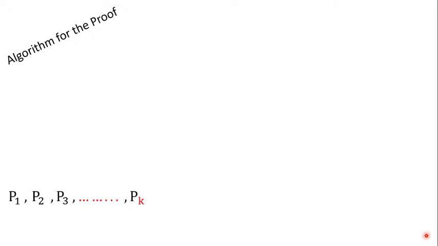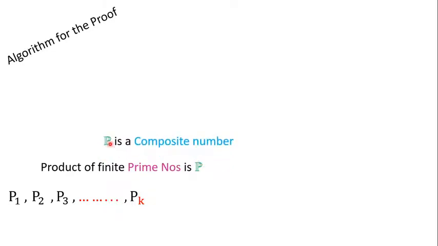Okay. Now we can write down the algorithm for whatever proof we have written down. First we consider that these are the only finite prime numbers in the set of natural numbers. Then we took the product of the finite prime numbers and called it P. This is one idea he made. And then the next idea is, P has to be a composite number because the product of finite primes is nothing but a composite number. To this number, we added one and got the next consecutive natural number.